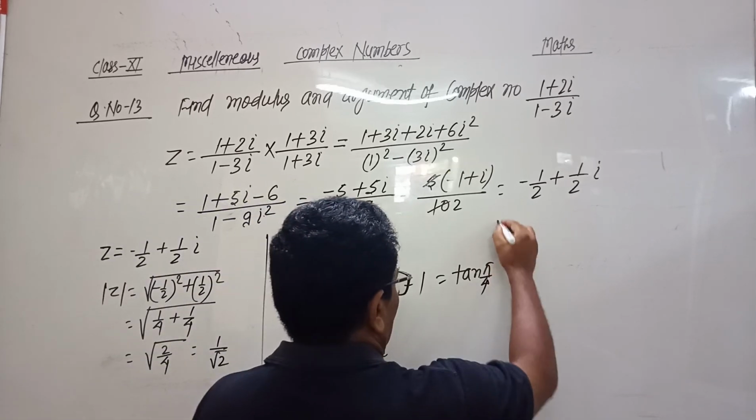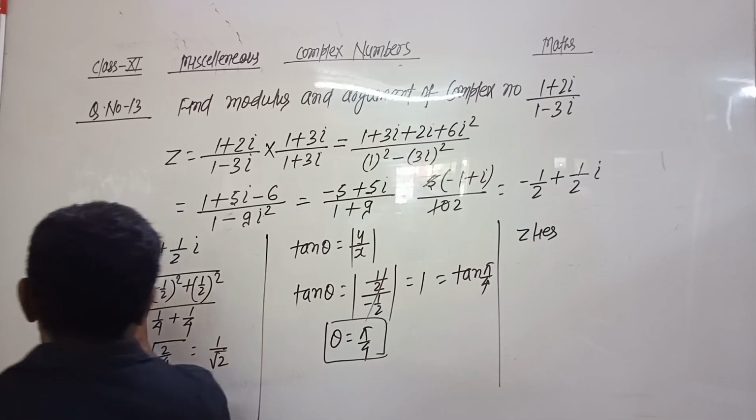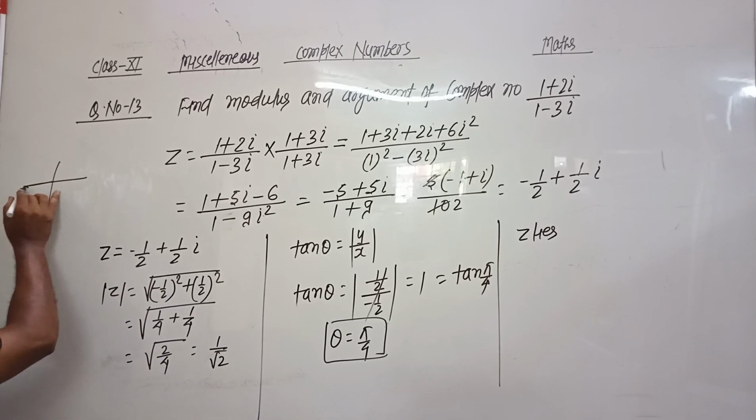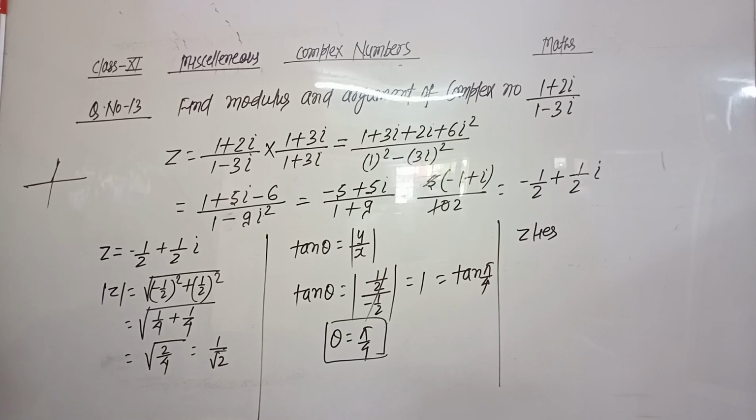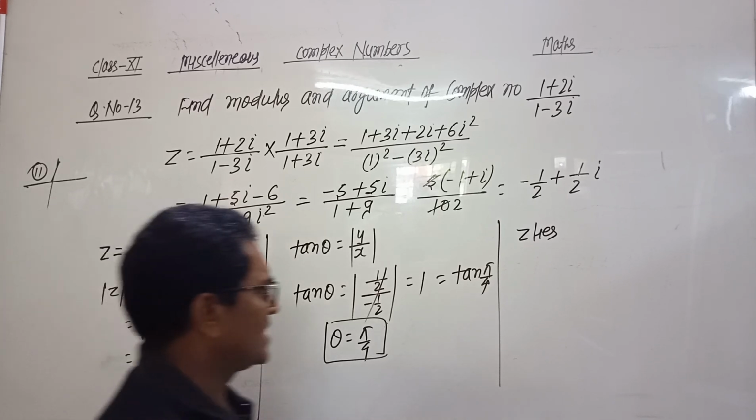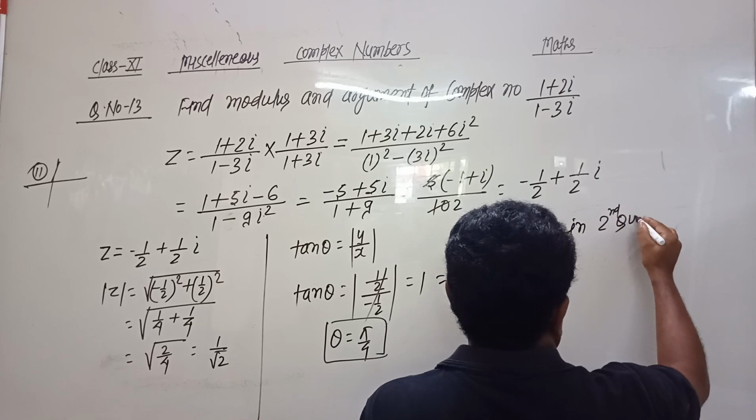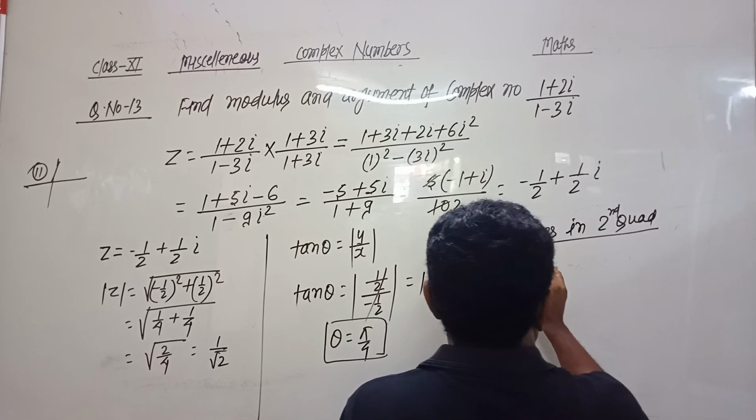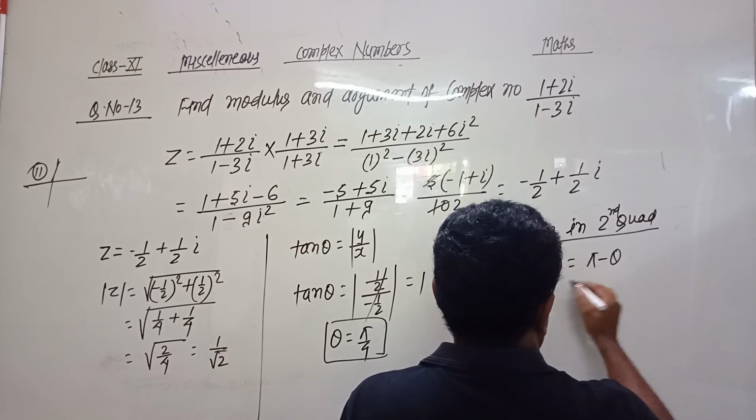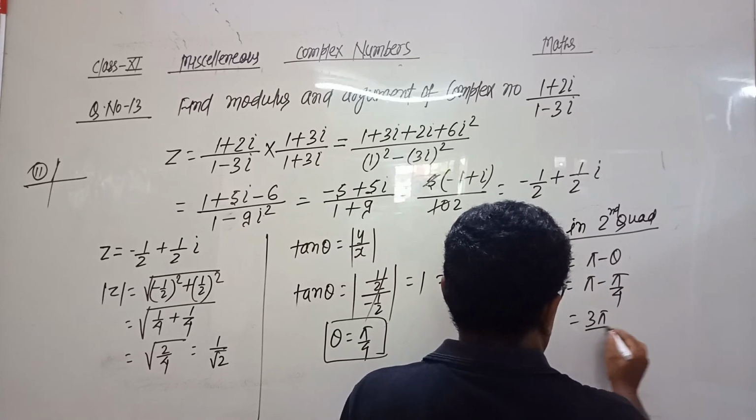Now z lies where x is negative and y is positive, which means z lies in the second quadrant. And for the second quadrant, the formula for argument of z is pi minus theta, which means pi minus pi by 4, which is 3 pi by 4.